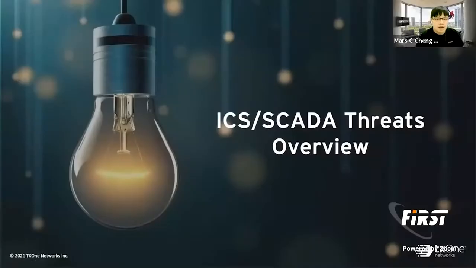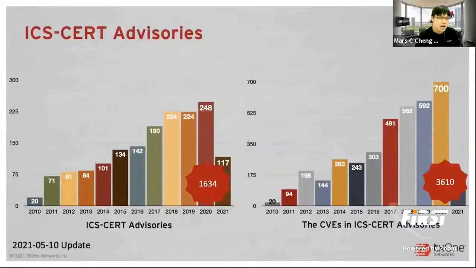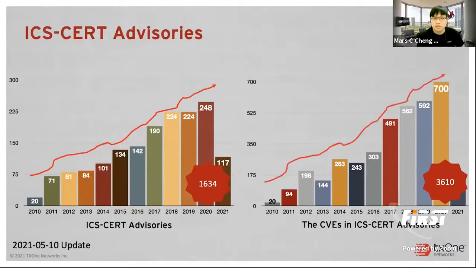First, the ICS and SCADA security overview, including the ICS security advisories. On the left side, we see that from 2010 to now the number of advisories is rising year by year. But sometimes the advisory number alone cannot represent the real severity in the ICS space. So we conducted an analysis of the CVE count. Also from 2010 to now, the CVE number is rising year by year. In 2020, the highest number was 700 ICS vulnerabilities, which is a very high number.